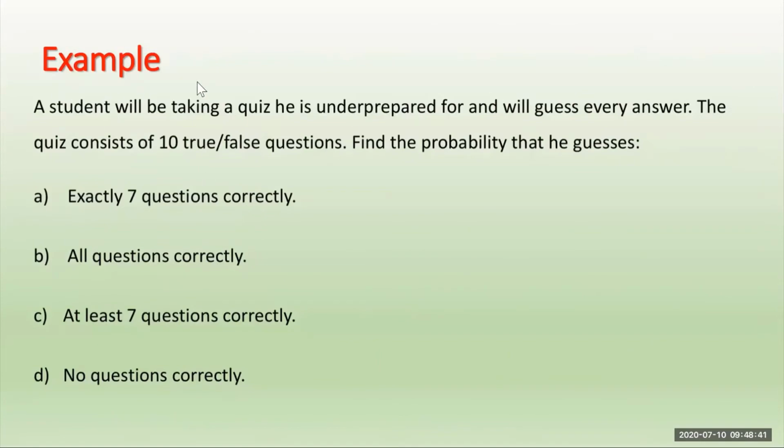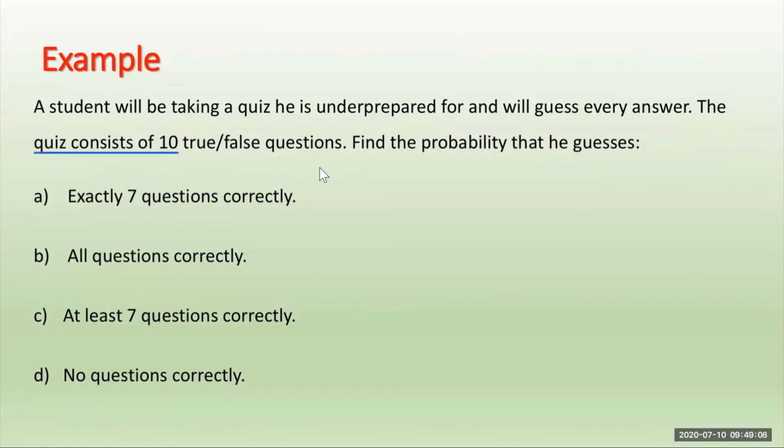Example, let's see what is here. A student will be taking a quiz. He is underprepared and willing to guess answers. The quiz consists of 10 true or false questions. So you can see here, there are 10 questions. Meaning of that is n is equal to 10. Okay, the quiz consists of 10 questions.